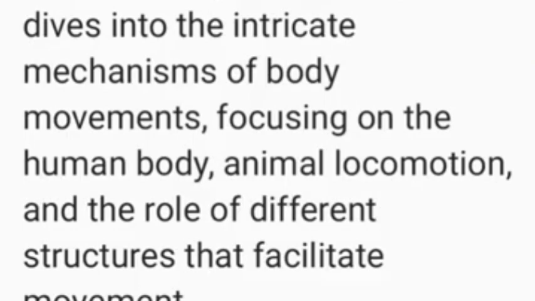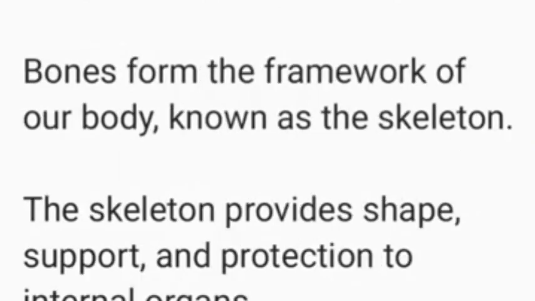Movement in the human body. The human body is a marvel of engineering, with various parts working in harmony to enable movement. Key components include 1. Bones. Bones form the framework of our body, known as the skeleton. The skeleton provides shape, support, and protection to internal organs. There are 206 bones in an adult human body.